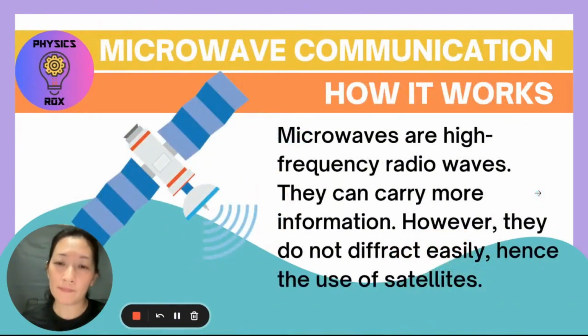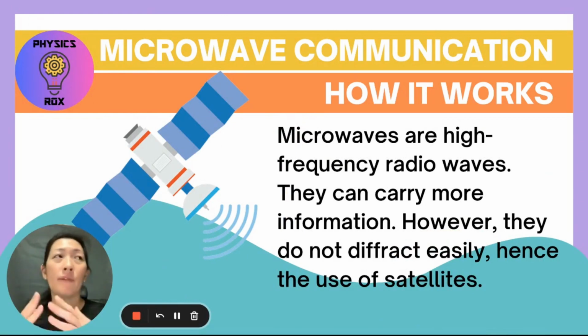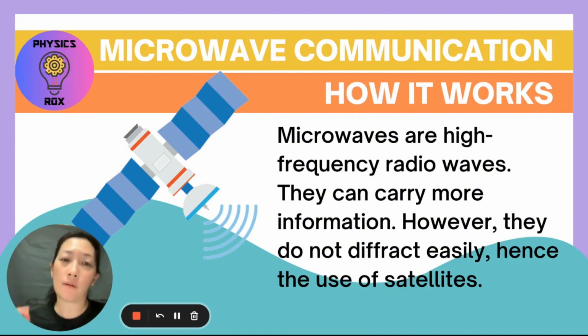So, how does it work? Now, microwaves are essentially high frequency radio waves. And remember, I mentioned just now, radio waves are able to carry information as they travel. So microwaves can also carry information, and because of the higher frequency, they can carry more information. However, because they have higher frequency and shorter wavelength, they don't diffract as easily as radio waves. So that's why for microwaves, they need the use of satellites.